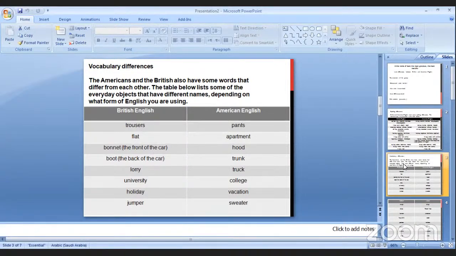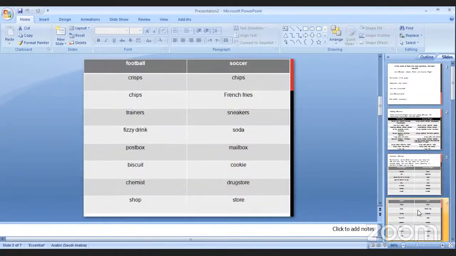Can we move on to the slide after? There are some other words. Yes, Ala, go ahead. Apartment. I want to see the other slide. Yes, go ahead.